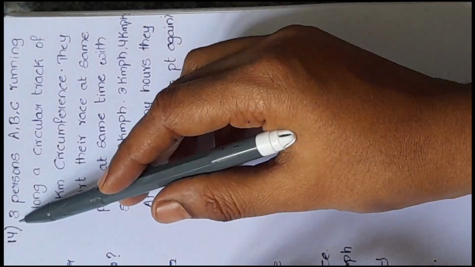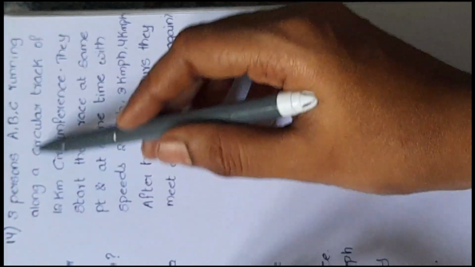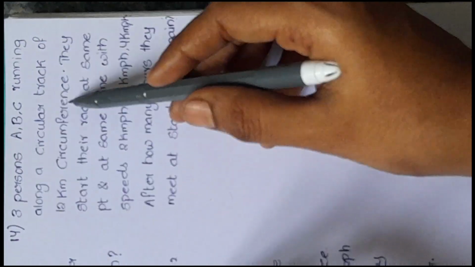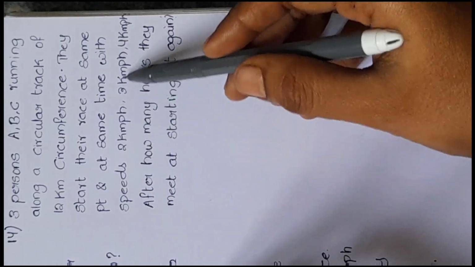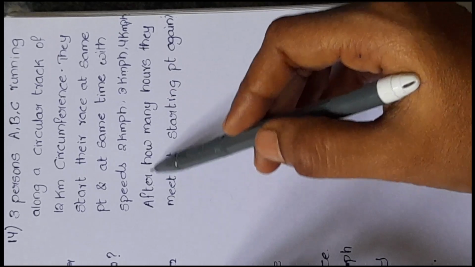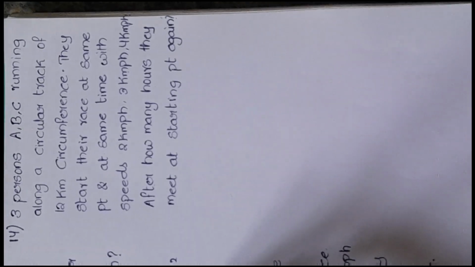Let us see a problem with three persons A, B, C running on a circular track of 12 kilometers circumference. They start their race at the same point and at the same time with the speeds of 2 kilometers per hour, 3 kilometers per hour and 4 kilometers per hour. After how many hours do they meet at the starting point again?